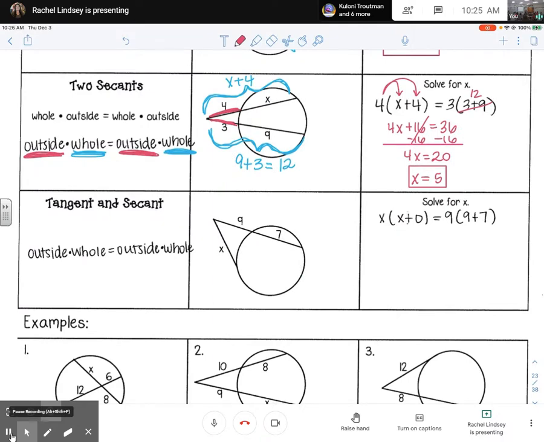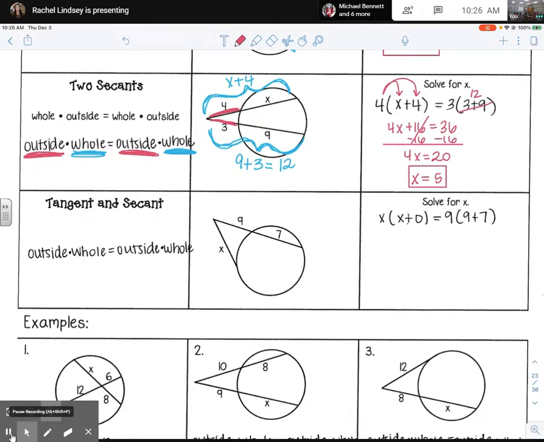Okay, this last one. We just looked at two secants. Now we're gonna look at a tangent and a secant. Basically, it's the same thing: outside times whole equals outside times whole. It just so happens that for the tangent, its outside is its whole. That's the whole thing. So what you do is the outside is x times the whole, x plus 0. You can just put x, but I put x plus 0 up there to show that there's no other part being added. And then outside is 9 times the whole, which is 9 plus 7. X squared.